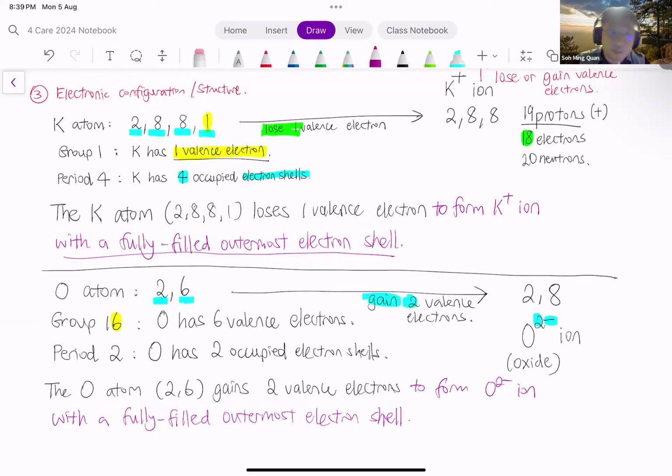Now, just based on this, it links to many things later in ionic bonding, as well as in chemical formula writing. So if you are weaker in chemical formula writing, you need to return to basically how ions are formed so that you can practice how to write chemical formulas correctly. Let me just pause here for a while to ensure that everyone is keeping up, and then we move on to formula writing.